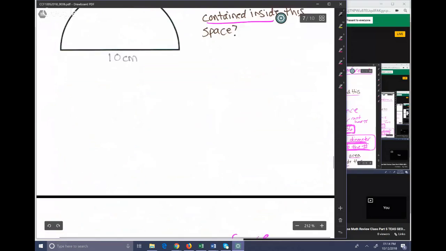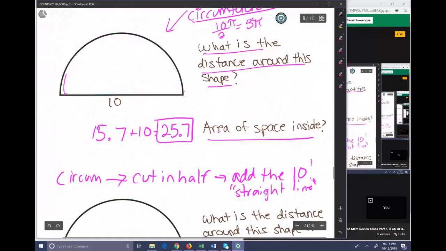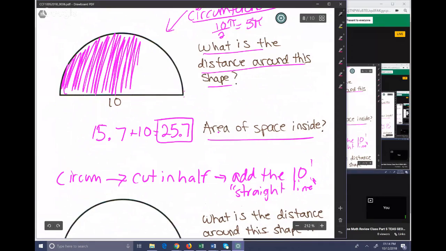So if I go back down here, the area of the space inside means that I want to find, I'm going to do this kind of crappy. There shouldn't be any white space at all when you fill in an area, but it takes forever to do it that way. So just ignore that.